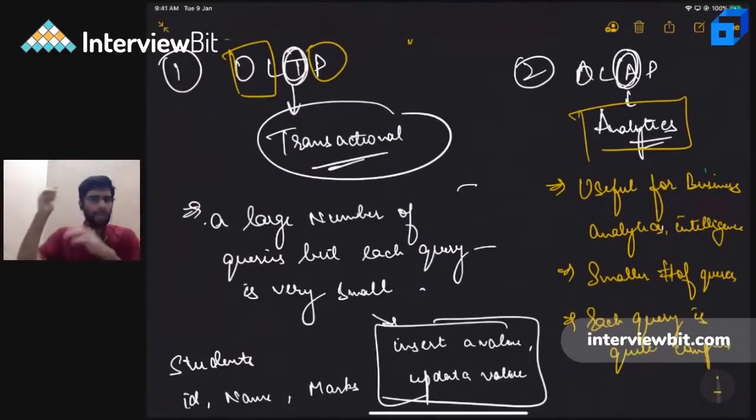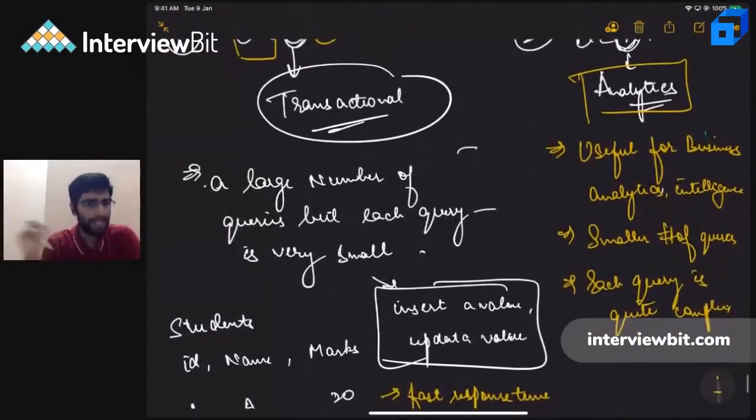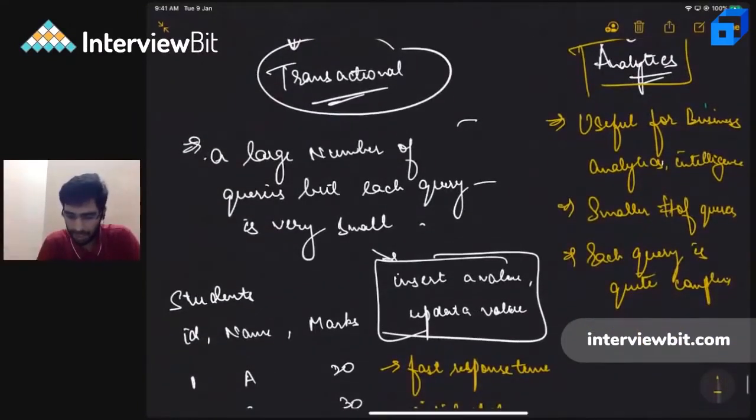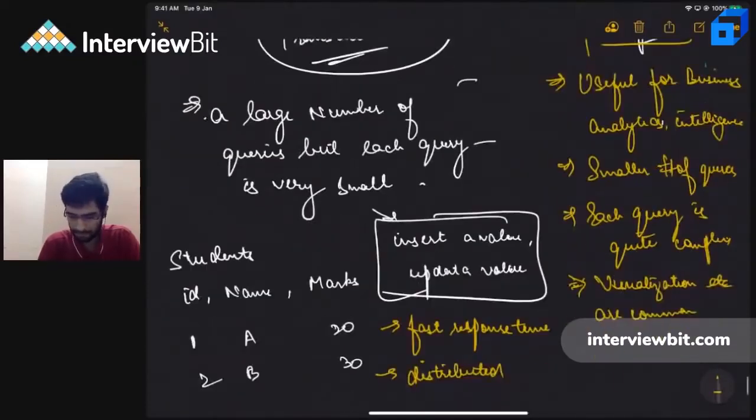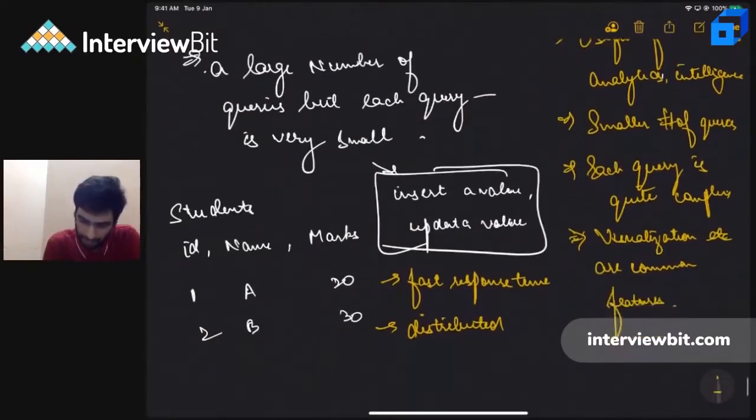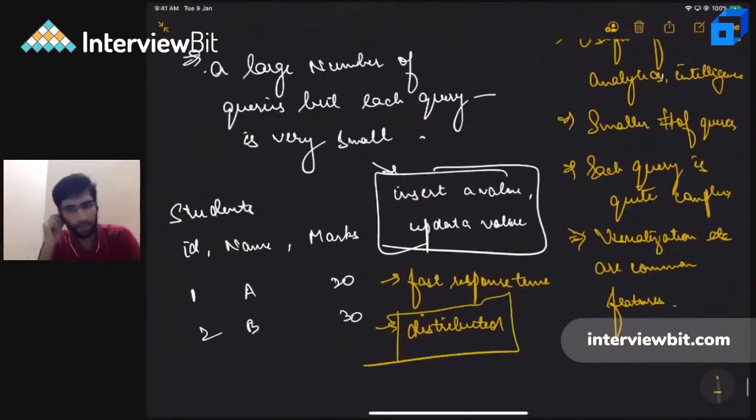One query might be fetching from a lot of tables, doing a join between them, and trying to find a lot of other things. Also, in OLAP database management systems, if you're doing business intelligence, visualization becomes very important. So visualization, etc., are common features. Being distributed is one important aspect in OLTP, but in OLAP, having large support for visualizations and other things is a more important task.